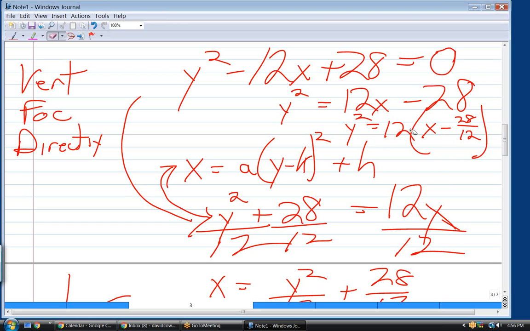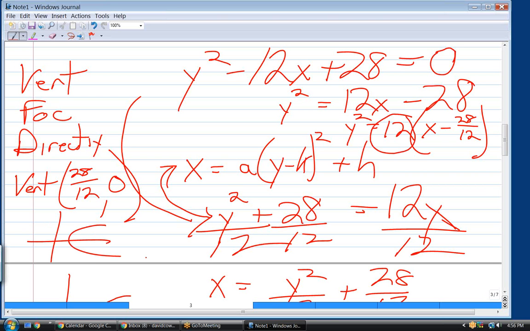Well, I have it in standard format now. What is the vertex? There's the H coordinate of the vertex. What's the K coordinate? 0. Yeah. And because this number is positive, I know it opens to the right. So it has to be some sort of a parabola that looks like that. Okay? And the coordinates of it are going to be 28 twelfths and 0. In other words, the way I've drawn it is correct as long as that's 28 twelfths.